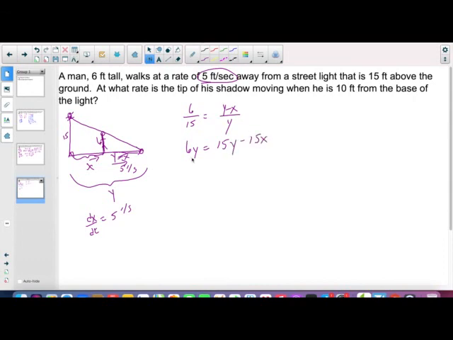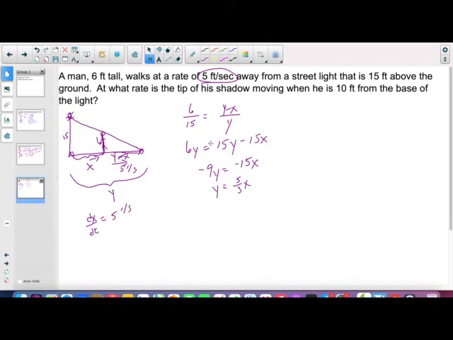So 6y equals 15y minus 15x. If I get my y's together, 6y minus 15y is negative 9y equals negative 15x. And then to make the math a little bit easier, I'm just going to go ahead and get y by itself. Negative 15 divided by negative 9 is 5/3. So y equals 5/3 x.